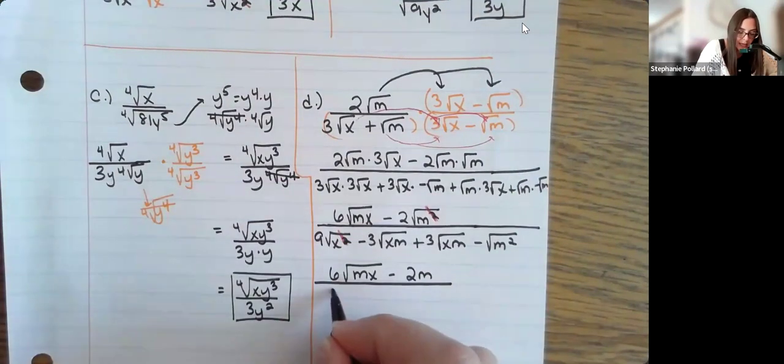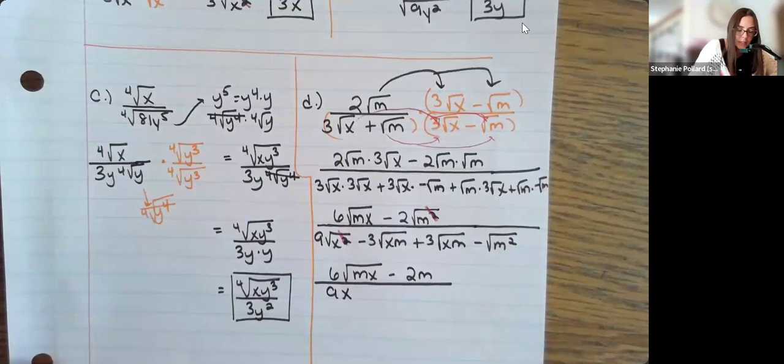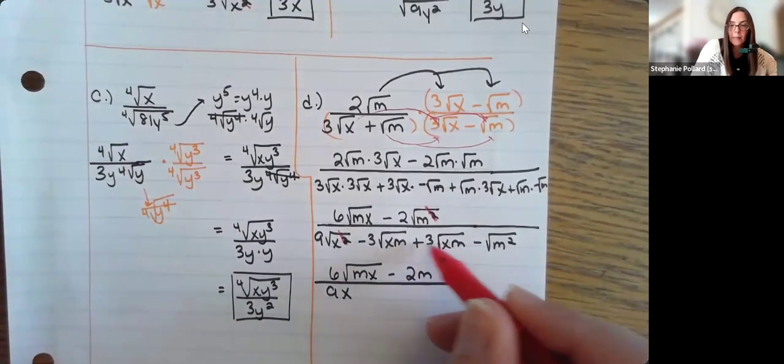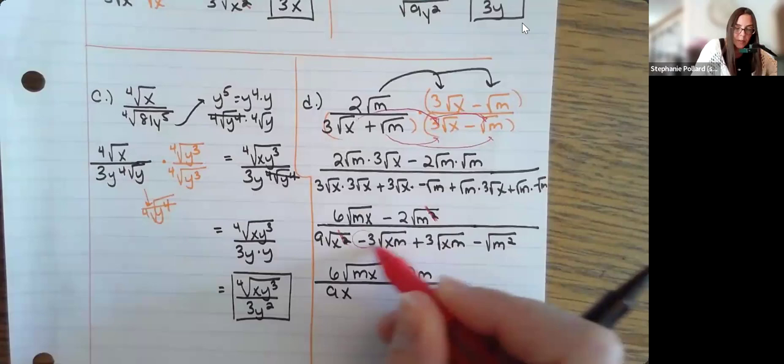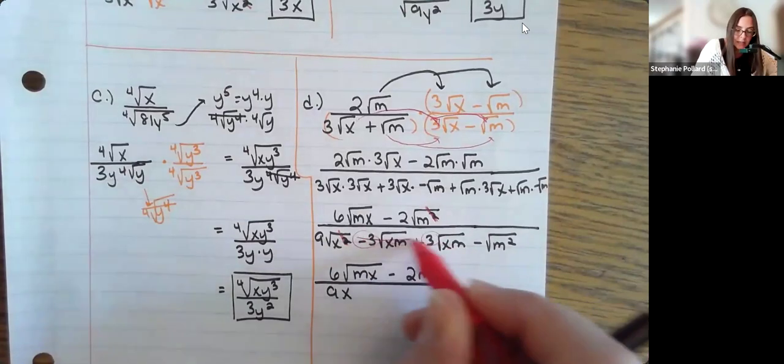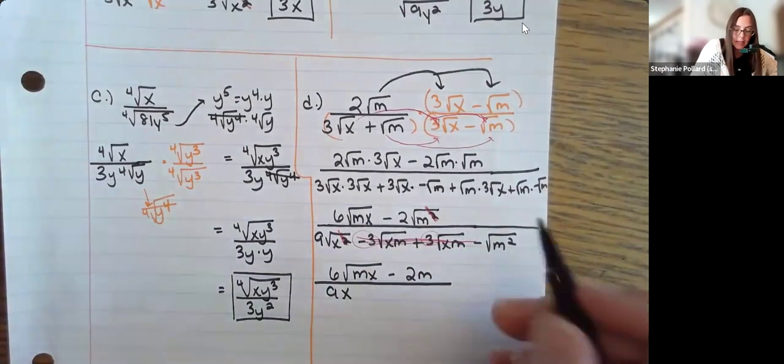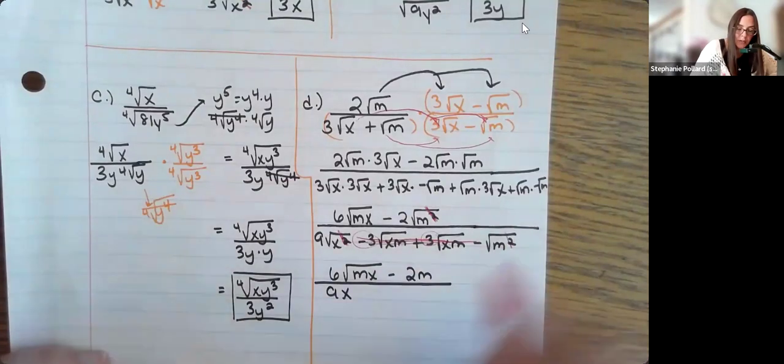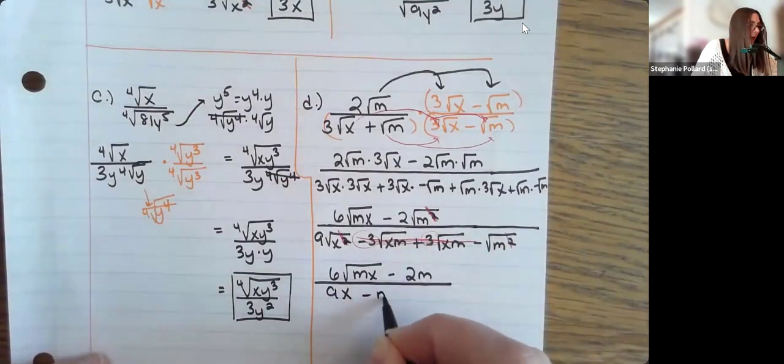So this becomes 9x. Notice that these are like radicals, so I can combine them together, but negative 3 plus 3 is 0. So this is going to cancel itself out. And then the root and the square here are also going to cancel. So I have a minus m.